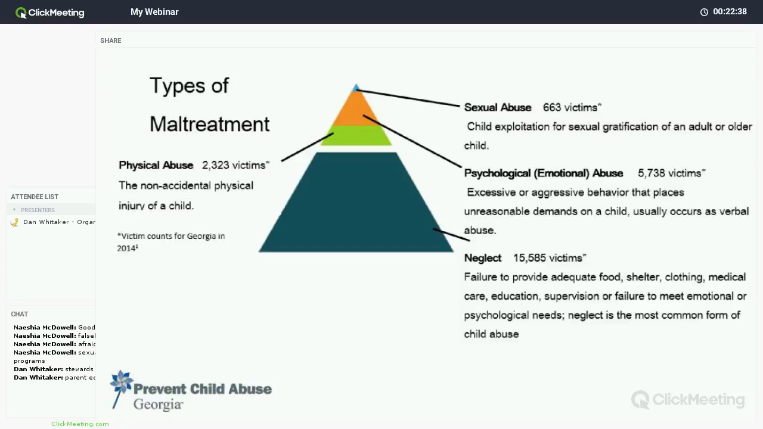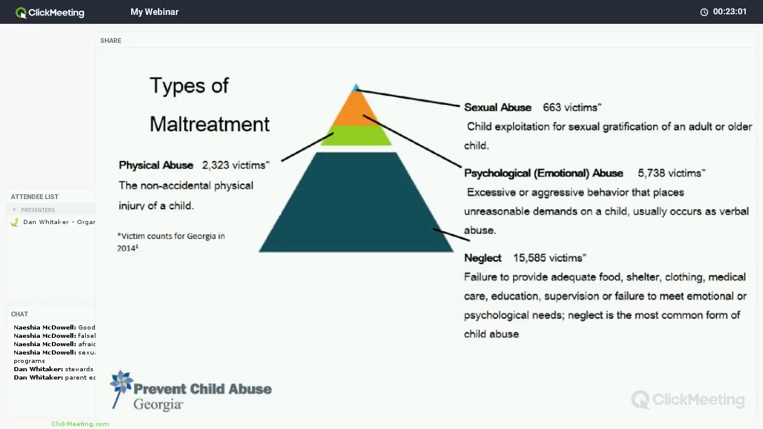Over the past 6 years, there have been slight drops in child physical and sexual abuse. However, neglect has declined very little. As we will learn, there are many factors that play a role in child maltreatment, one of which is poverty, with over 16 million children living in poverty across the U.S. And in 2014, 26% of children living in Georgia were living below the federal poverty level.